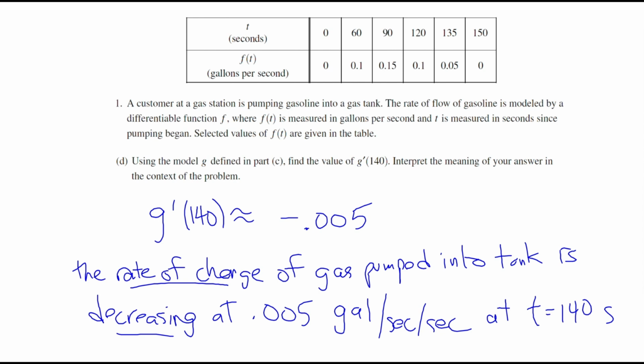And you get 2 points here for this one, 1 point for the value, and 1 point for the explanation. And that is the end of that FRQ.